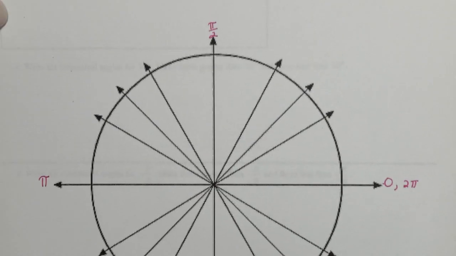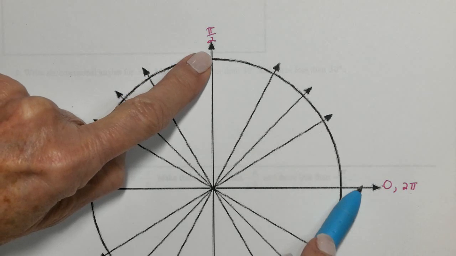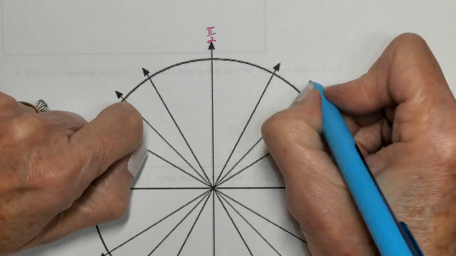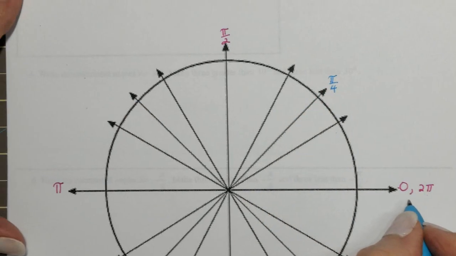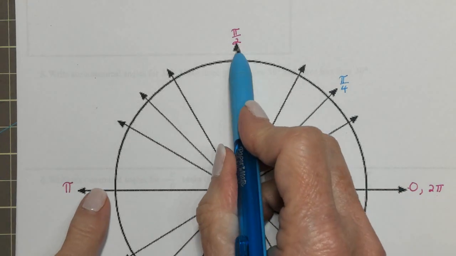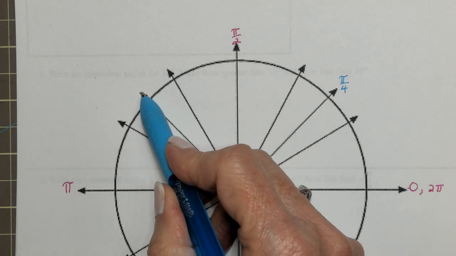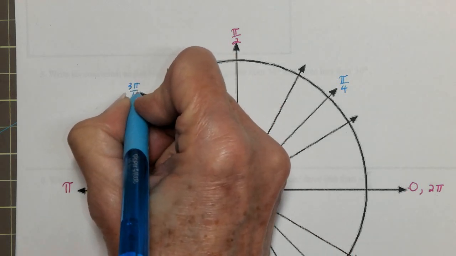All right. What would be the angle that's halfway between 0 and pi over 2? Halfway between 0 and pi over 2 would be pi over 4. What would be halfway between pi over 2 and pi? 3/4 pi, or 3 pi over 4.